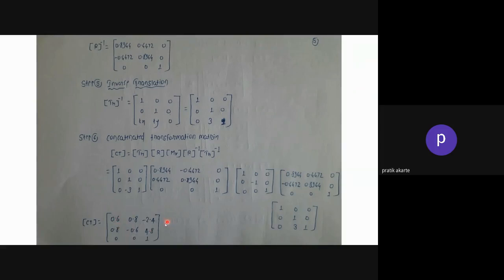0.6, 0.8, minus 2.5; 0.8, minus 0.6, 4; 0, 0, 1. This is your composite transformation matrix that you got after multiplying all these matrices. Now, I need not tell you how to multiply, that is your task. You may start from these two matrices or these two matrices. It's up to you how to multiply it. So this is the concatenated transformation matrix. So answer number 1 is received, that this is a composite or concatenated transformation matrix.